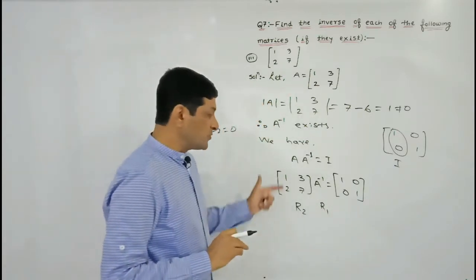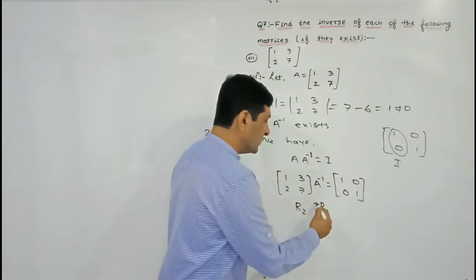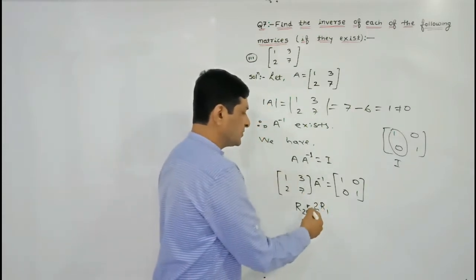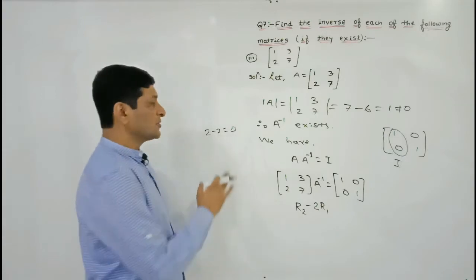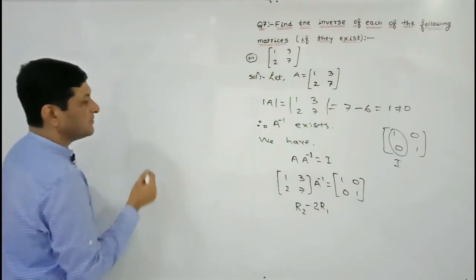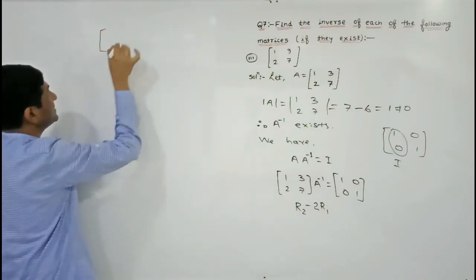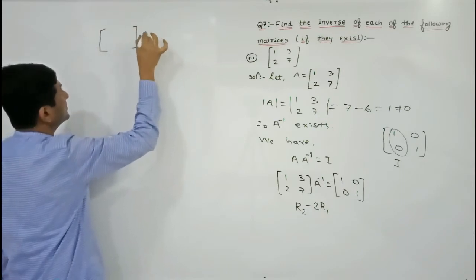R1, and we have to multiply R1 by what? 2, so that 2 minus 2 will become 0. So we are taking subtraction. So let us perform this operation on the element of R2. See what we will get here in R2.